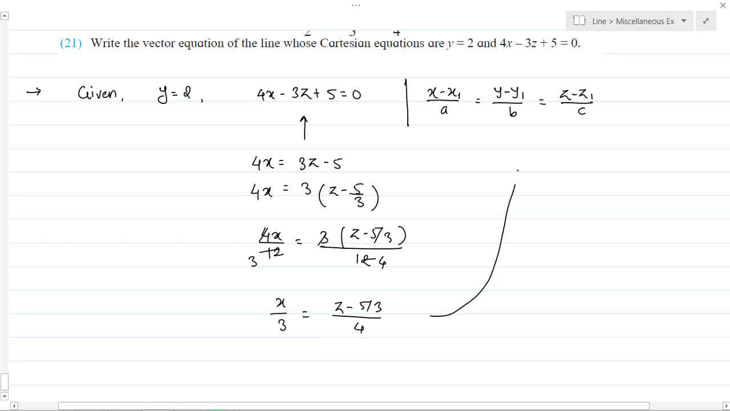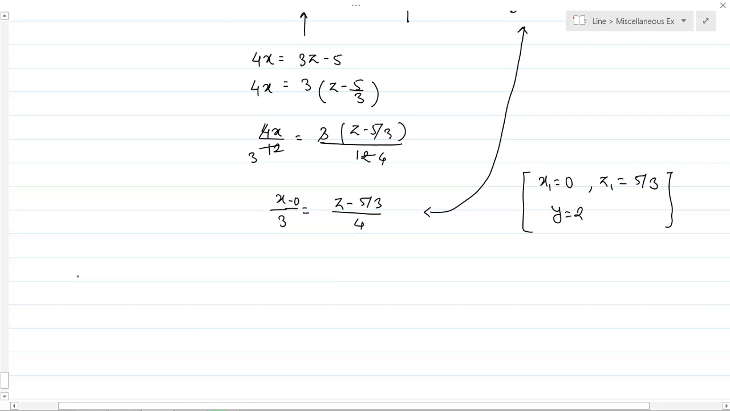Now if you compare these two equations, what do you get? x minus x1 is equal to 0, so x1 becomes 0. And z minus z1 is given, which is nothing but 5 by 3. And y is equal to 2 is already given. This is the point through which the desired line is passing. With this information, can you write the vector equation?